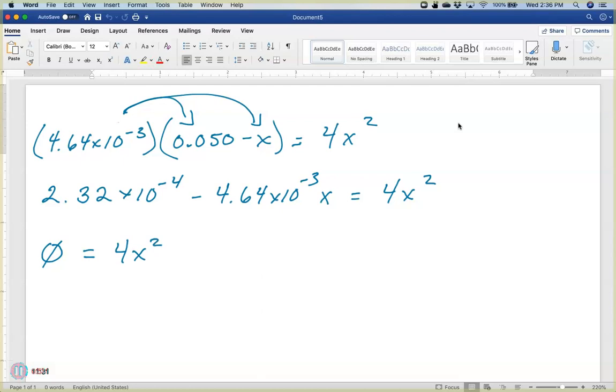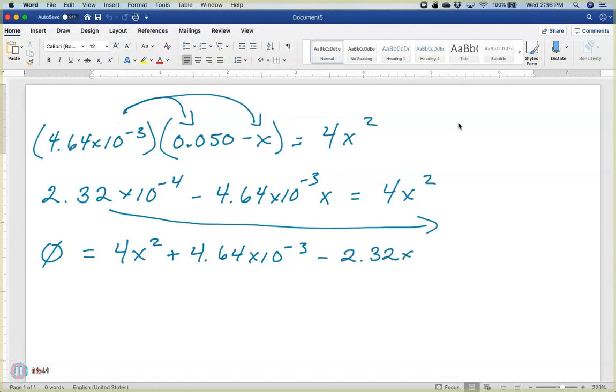But I'm going to basically take this term and put it onto the right-hand side, so it becomes plus 4.64 times 10 to the negative third. Now I'll move this term to the right-hand side, so it becomes a minus 2.32 times 10 to the negative fourth.